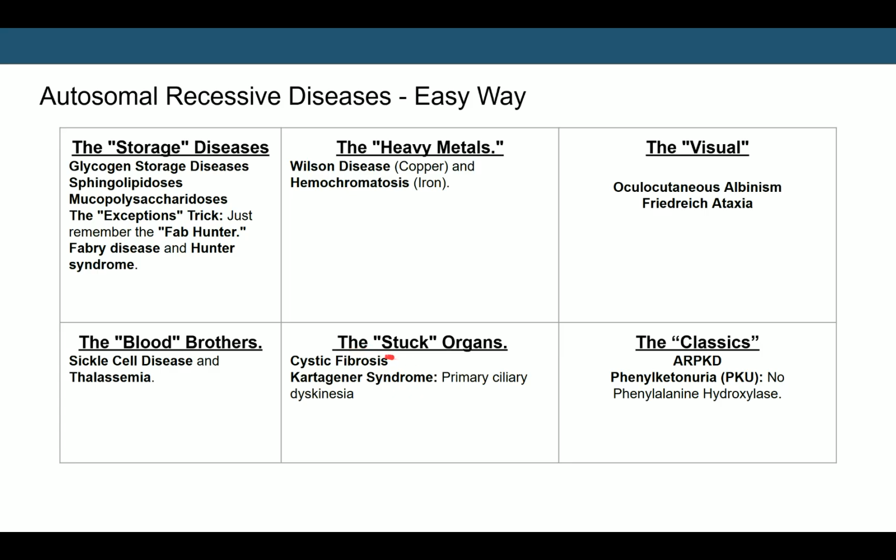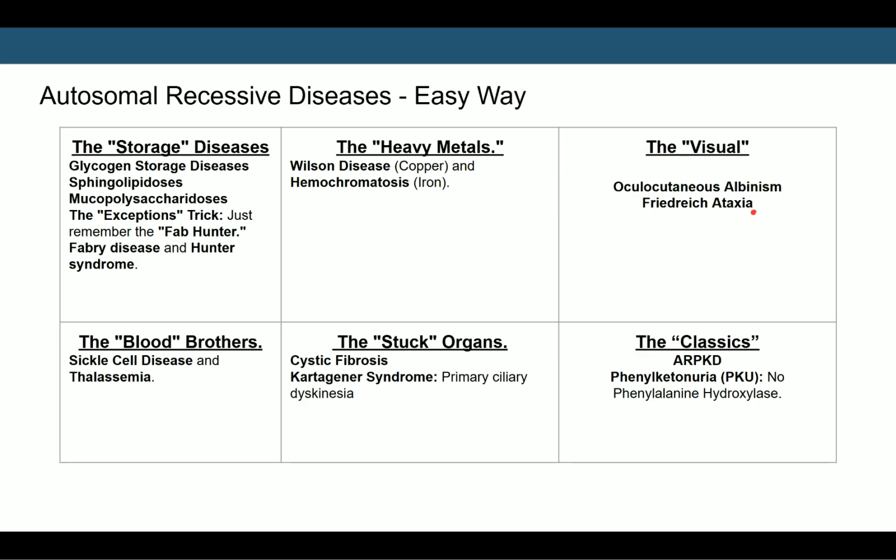This group is the stuck organs. So cystic fibrosis, what happens here is you get thick mucus. It gets stuck in the lungs and pancreas. It cannot get out. So if it's stuck inside, it's recessive and it's not dominant. For Kartagener syndrome, this is primary ciliary dyskinesia, the cilia in your lungs and sperm cannot move. If you are immobile and you cannot move, then that means you are not dominant, and that means you are recessive.